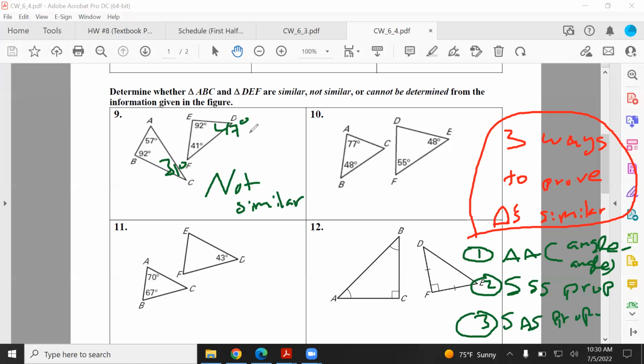Here for number 11, 76/7, that makes that 43. But here's the deal. I got no clue what's going on with these 2 angles here. I know that 137, I don't know if they're 76. I have no idea. So this one, I would say, cannot be determined. We're not going to say no for sure, because it could be, but we're not sure.